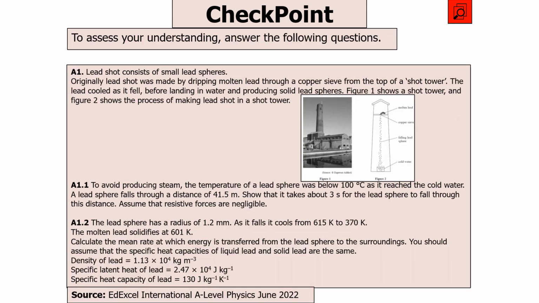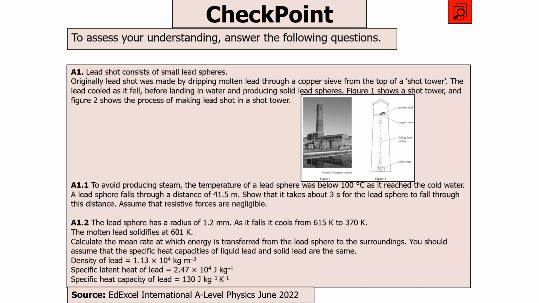The next question says, lead shot contains small lead spheres. Originally, lead shot was made by dripping molten lead through a copper sieve from the top of a shot tower. The lead cooled as it fell before landing in the water and producing solid lead spheres. Figure 1 shows a shot tower and Figure 2 shows the process of lead shot in the shot tower. Now, to avoid producing steam, the temperature of the lead was below 100 degrees Celsius as it reached the cold water. The lead sphere falls through a distance of 41.5 meters, taking 3 seconds to fall this distance, assuming that resistive forces are negligible.